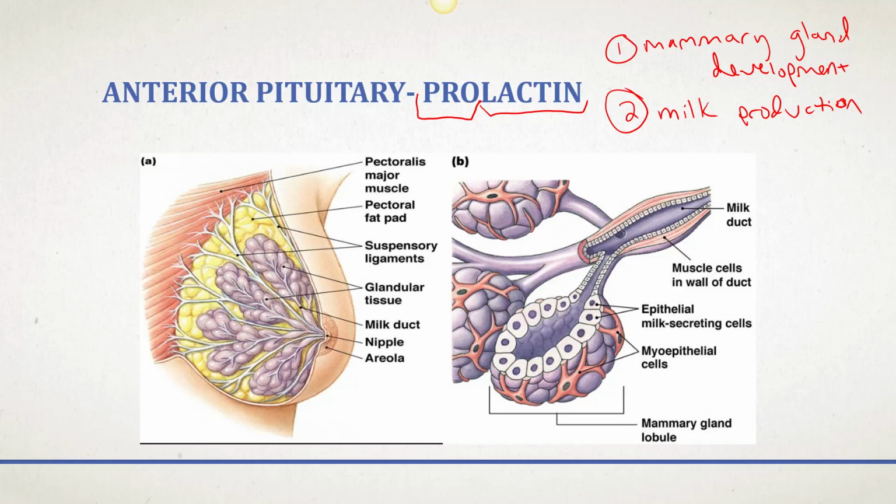Hypersecretion of this causes an increase in milk production in non-lactating women, so their breasts start to leak even though they're not lactating and didn't have a pregnancy. Hyposecretion doesn't really have a lot of bad things that can happen, but if a woman is trying to breastfeed, they wouldn't be able to produce enough milk in order to feed their child. So this is prolactin, and you can kind of break it apart to deduce what that really does. Prolactin, prolactation.